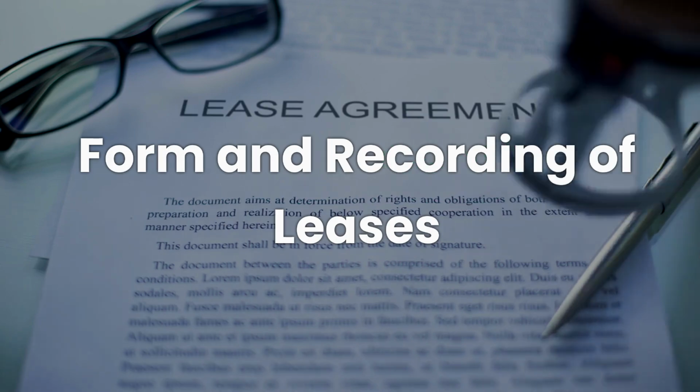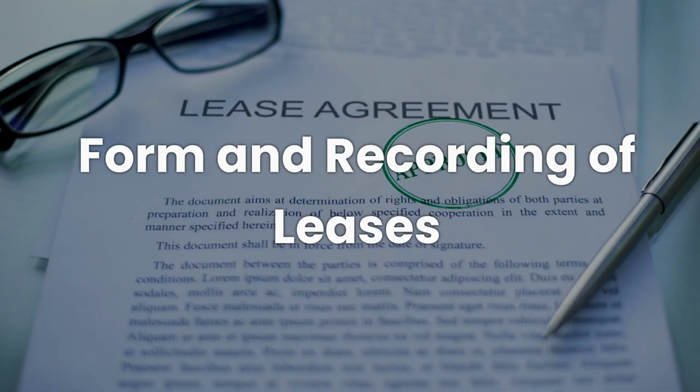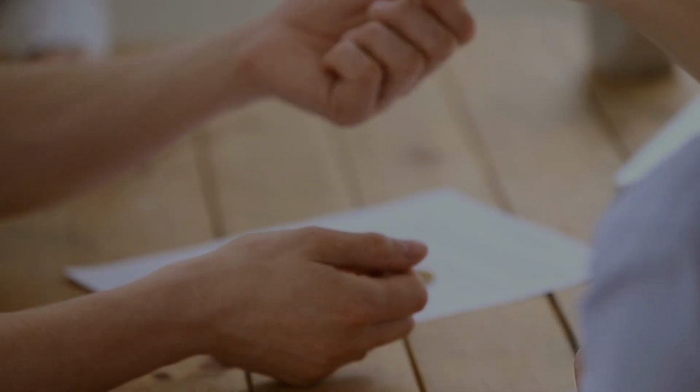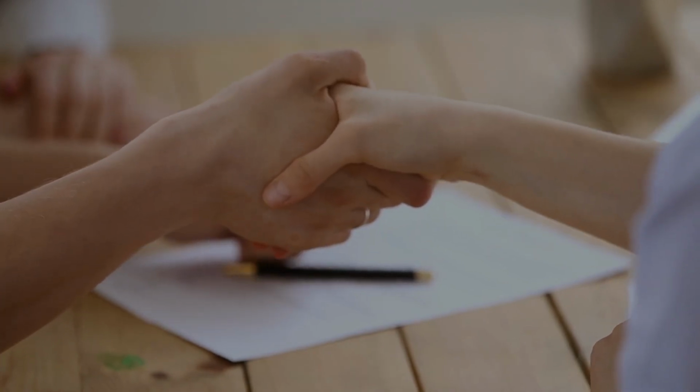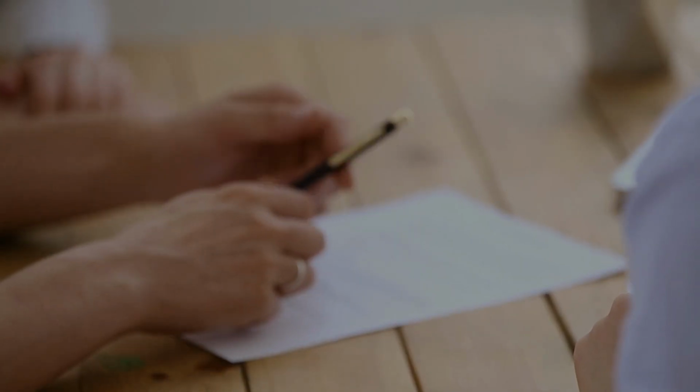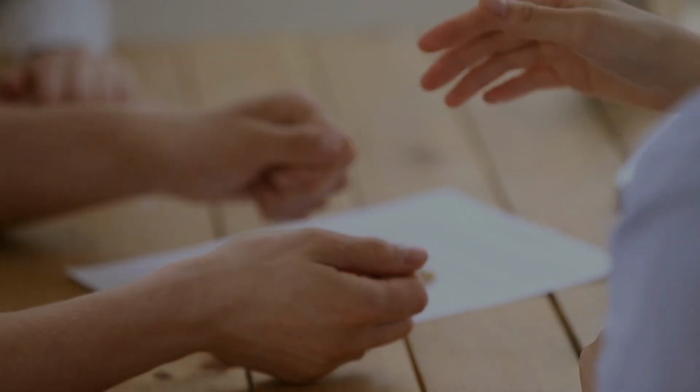Now that we have an understanding of types of leases, let's move on to the form and recording of leases. While not all leases need to be in writing to be enforceable, certain leases, like those involving immovable property, should be in writing and recorded to protect against third-party claims. This is especially important when dealing with long-term leases.